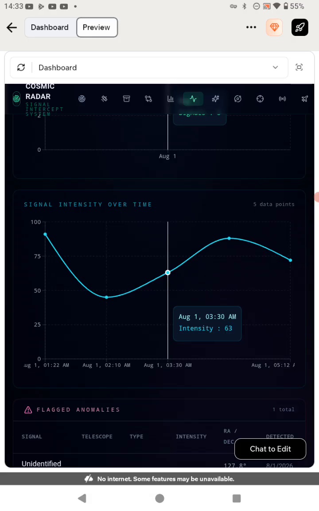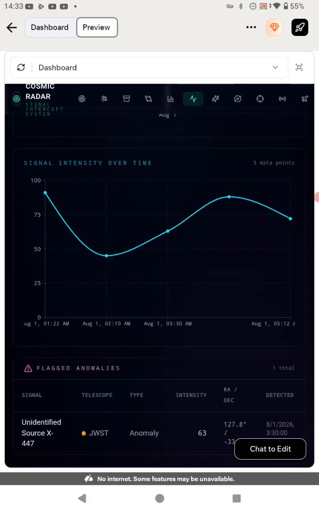Yeah, see? Oh. Yeah, here we go. We got 1.01.22, I think it's. I don't know if that's AM. The next one, August 1st, 0210. Oh, AM. I think these are times in AM, yeah. And then we got the August 1st at 5:12, I guess, AM and so forth. So yeah, this is August 1st, 10:30 AM, intensity 63. So which is good.